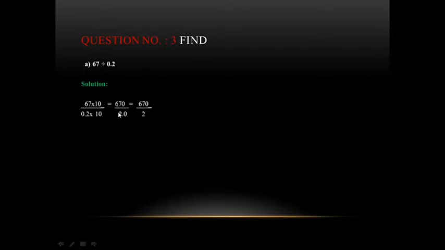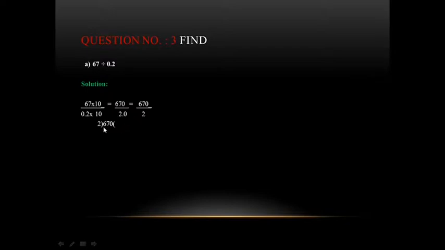numerator also with 10. So 67 into 10 will be 670, and 0.2 into 10 will be 2.0, because we have shifted the decimal at the right side after one digit, as the number of zeros in the 10 present is 1. So it will become 2.0, and 2.0 is nothing but 2. So here we got 670 divided by 2. So now we will perform the division simply.